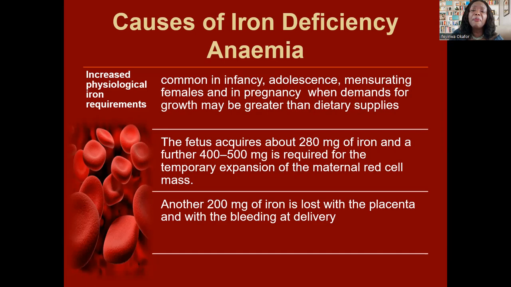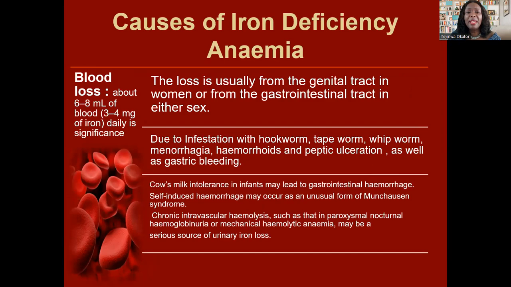Again, another thing that can cause iron deficiency anemia is blood loss. It can be acute blood loss. It can be chronic blood loss. And losing as little as 6 to 8 mL of blood, that is about 3 to 4 milligrams of iron daily, is actually significant. And blood loss can occur from the genital tract in women or from the gastrointestinal tract in either sex.